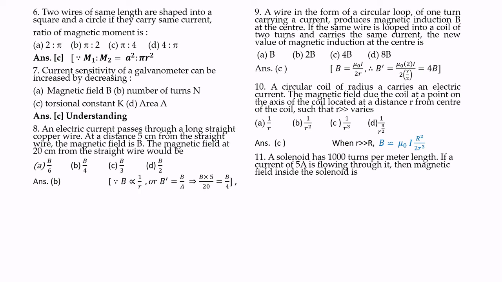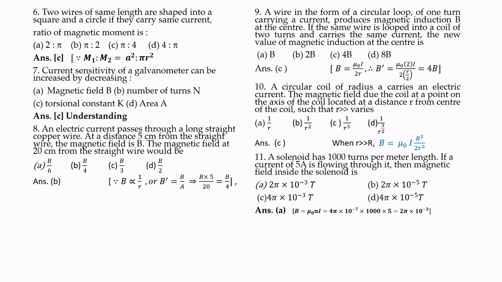Question number 11. A solenoid has 1000 turns per meter length. If a current of 5 amps is flowing through it, then the magnetic field inside the solenoid is? There are four options given and we have explained here also. The correct answer is 2 pi into 10 to the power of minus 3 Tesla. You can calculate yourself using the formula B is equal to mu naught n into I, where n is 1000 turns per meter, mu naught is 4 pi into 10 to the power of minus 7, and current is 5 amps. Simplifying, we get 2 pi into 10 to the power of minus 3.